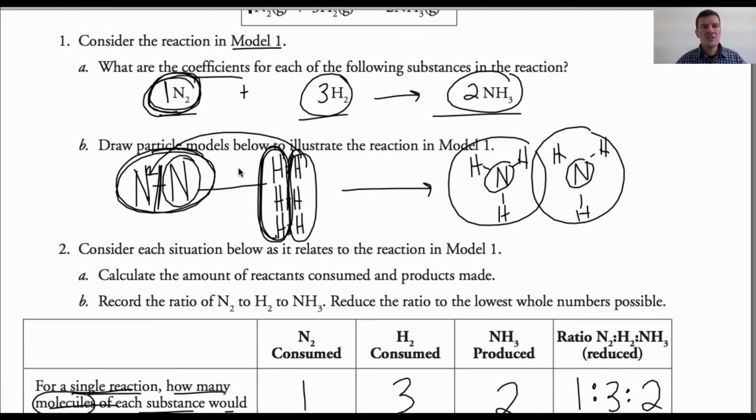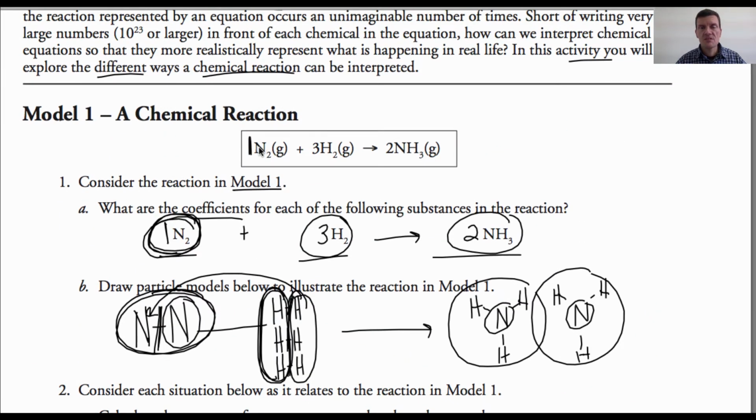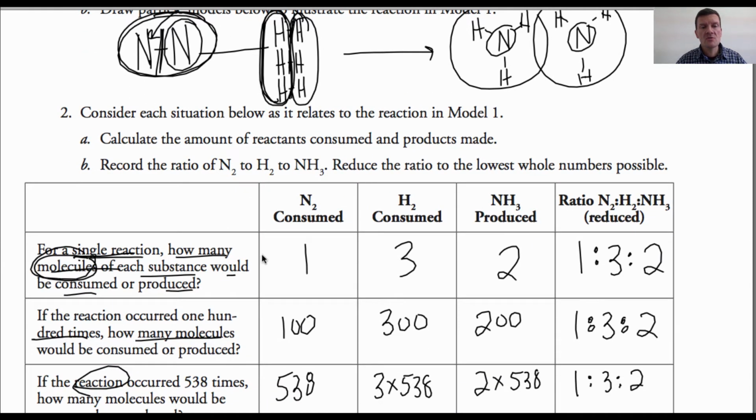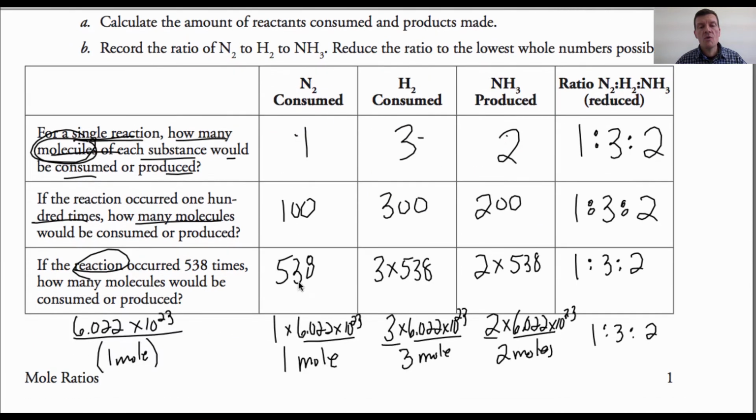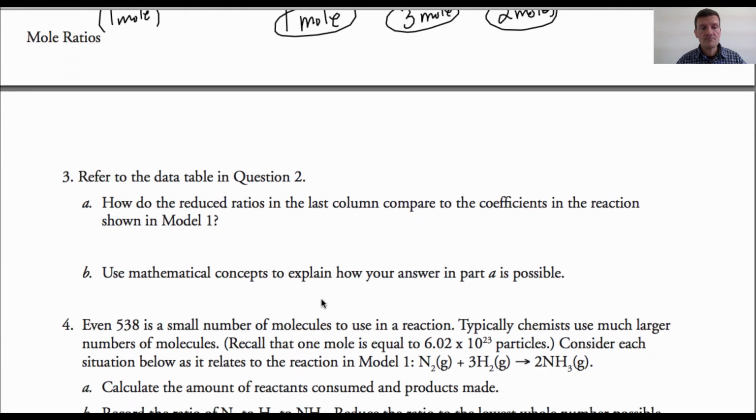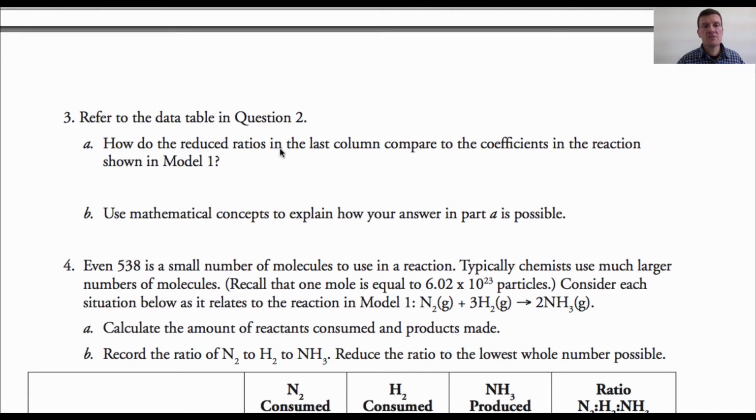So these coefficients up here, I'm probably answering some of the questions that we're going to get to. These coefficients right here can refer to individual molecules, 1, 3, and 2, or they can refer to number of moles of molecules, 1, 3, and 2. Okay? How do the reduced ratios in the last column compare to the coefficients in the reaction? They are exactly the same.